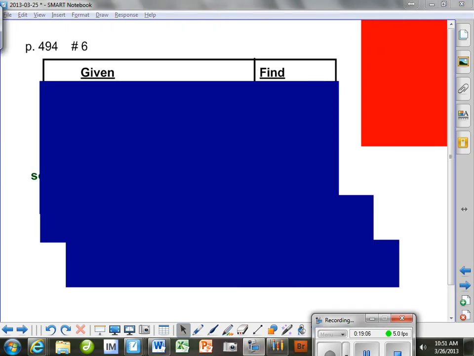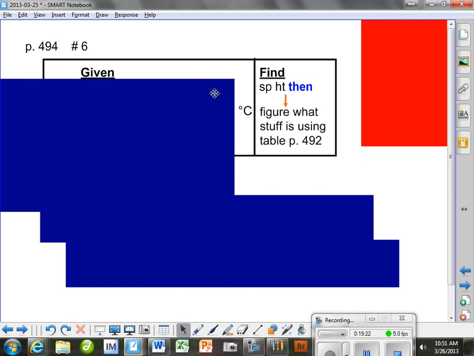Okay, for question 6, this is going to go for Yana. Yana, would you tell us, what are we supposed to find in this problem? The substance? No. You're right, specific heat. The specific heat, and from the specific heat, we've got to find the substance. Okay? Now, Yana, we're going to do this together.